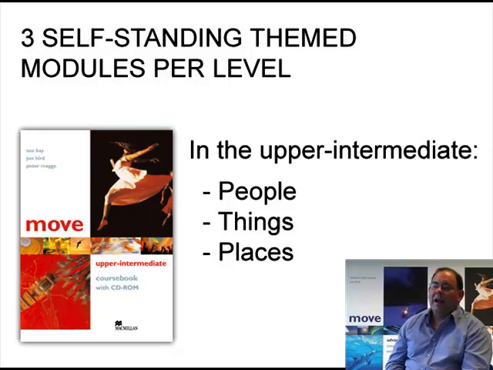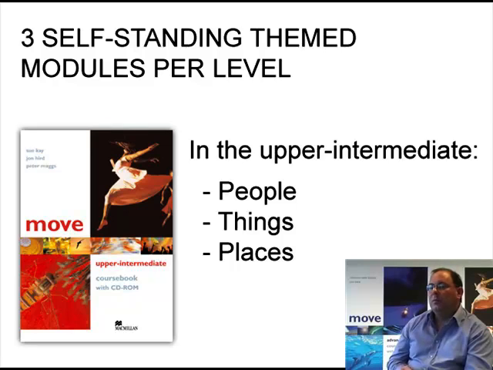I'd like to explain how we set about achieving those aims, starting with flexibility. Move is organised in a modular way. Each of the 5 levels of Move is divided up into 3 32-page modules of work, so that's 96 pages of material for each level.